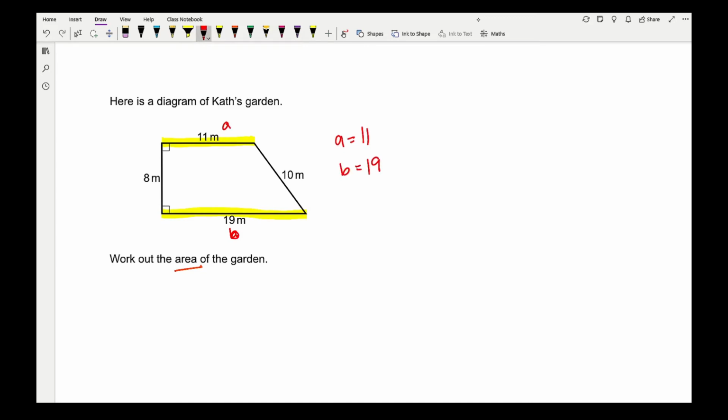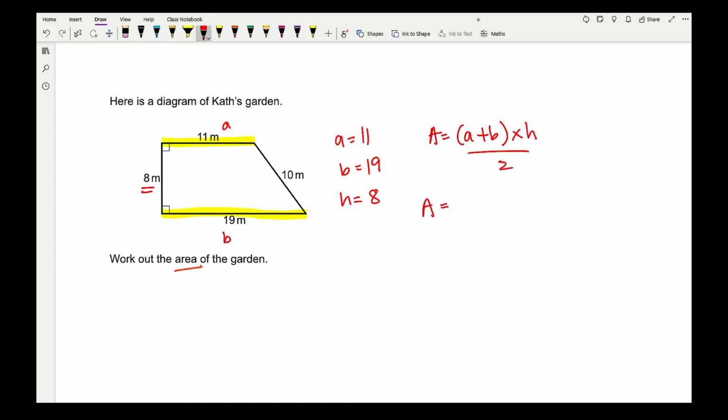Now the next thing I've got to decide is which of the 2 remaining lengths is going to be the height. So is it the 10 or the 8? And it's going to be the 8. So all I then need to do is write down the formula, which is area equals A plus B times H, all divided by 2.